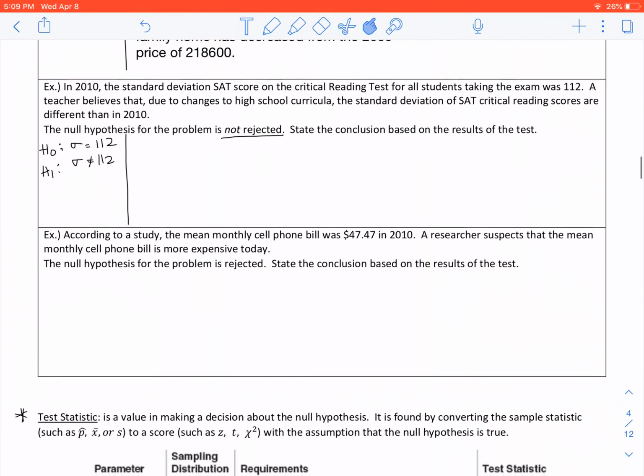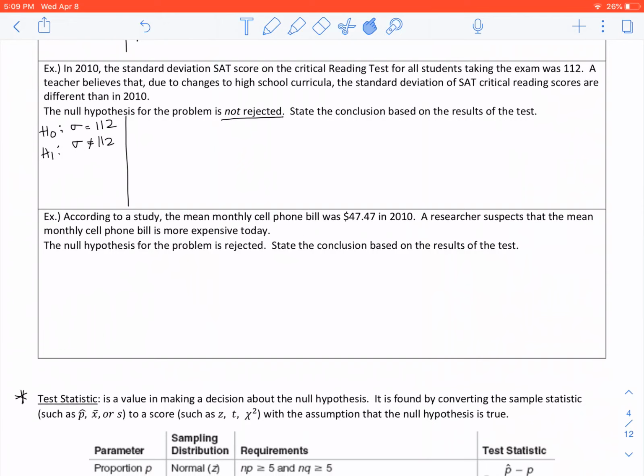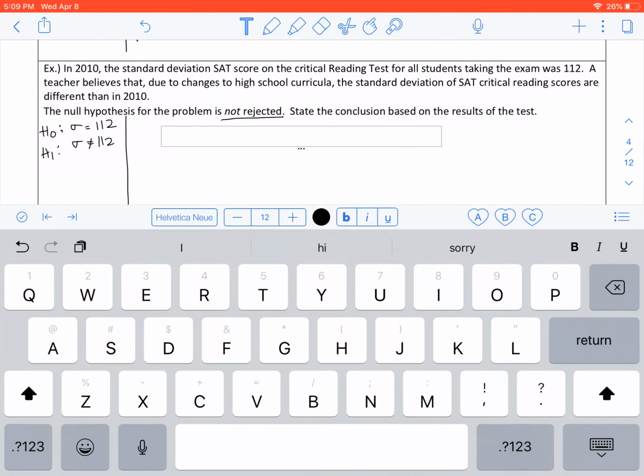The next example that we have says in 2010, the standard deviation of SAT scores on critical reading tests for all students taking the exam was 112. This is again the same problem that we saw earlier, and I rewrote our null and our alternative hypotheses on this side. It does say the null hypothesis for the problem is not rejected. State the conclusion based upon the results of the test.